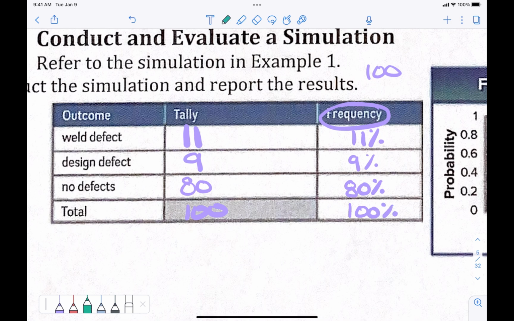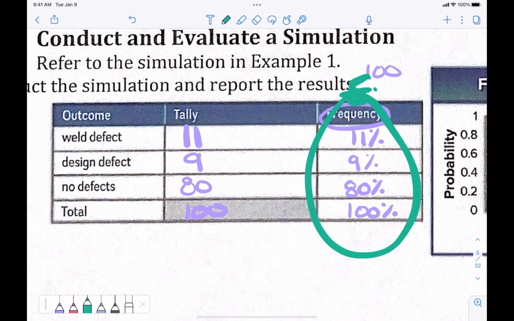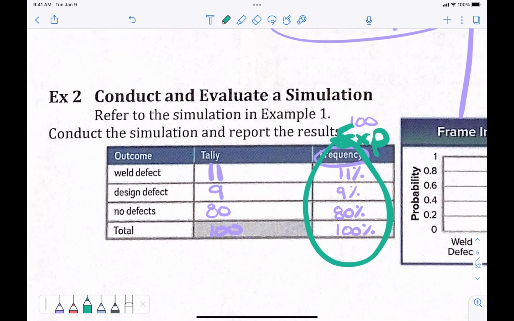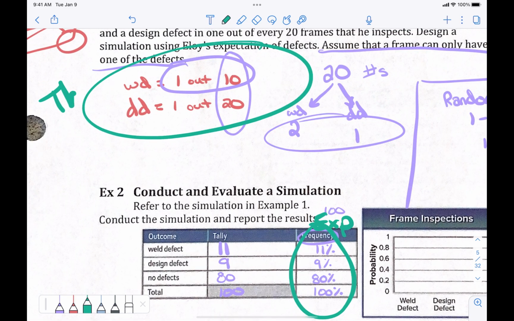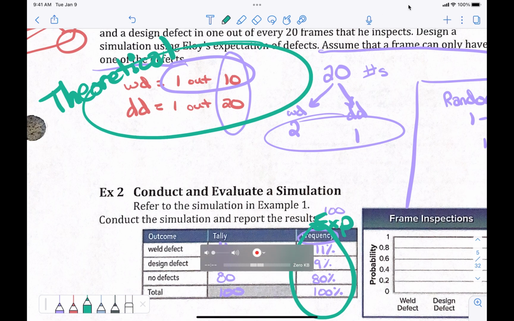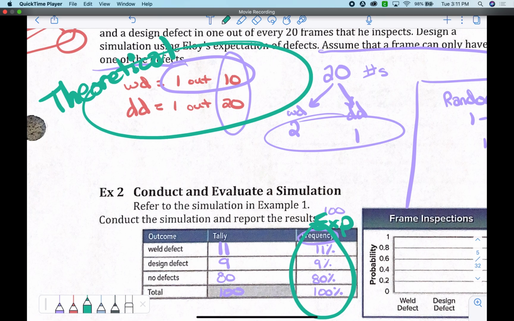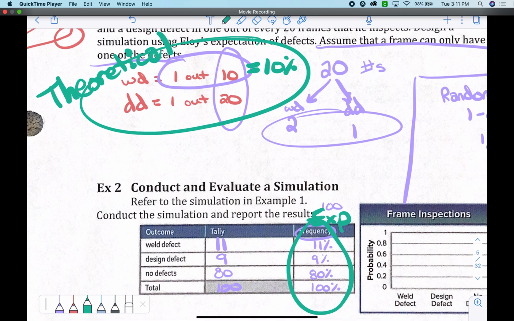Now, these are all my experimental probabilities. These are experimental. My theoretical probabilities were these guys, right? This was my theory. Now, 1 out of 10, what is that as a frequency or as a percentage? This one is 10%. The design defect, 1 out of 20, reflects how much percent? 5%.